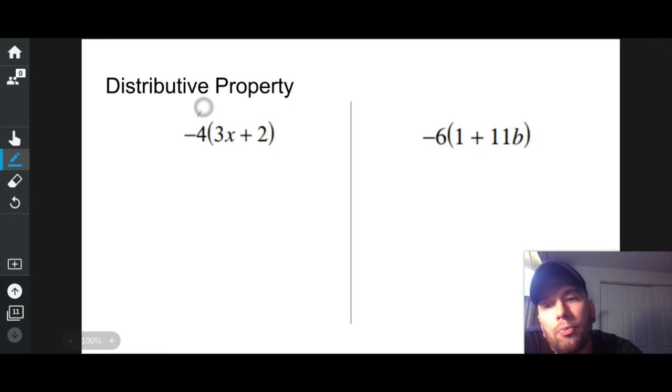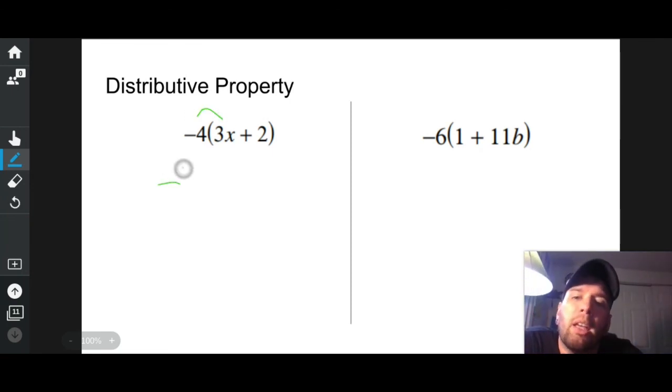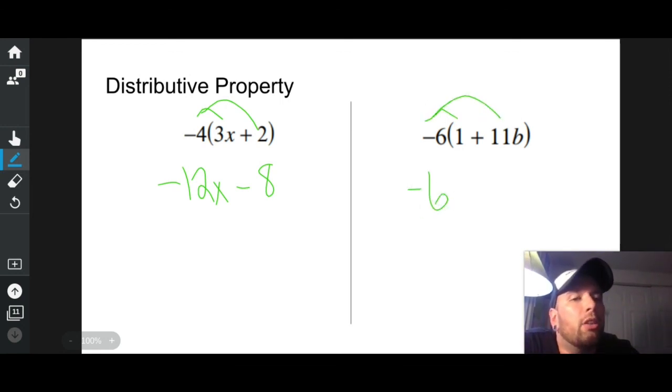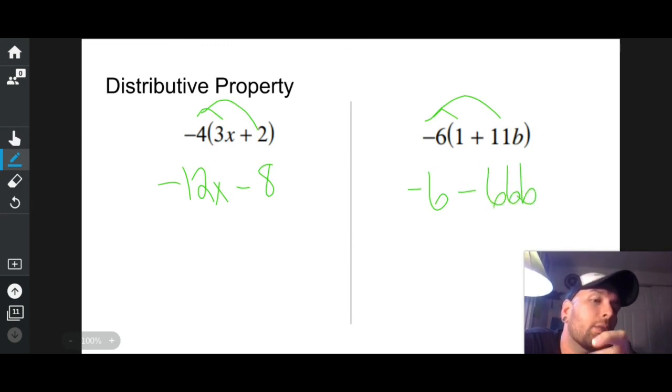-4 times 3x is -12x. -4 times positive 2 is -8. -6 times 1 is -6. -6 times positive 11b is minus 66b.